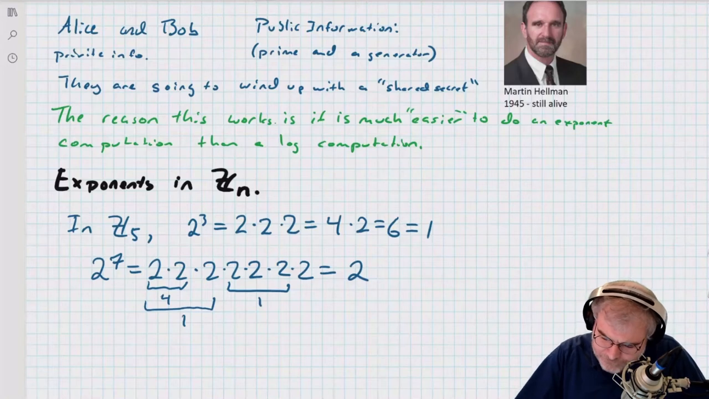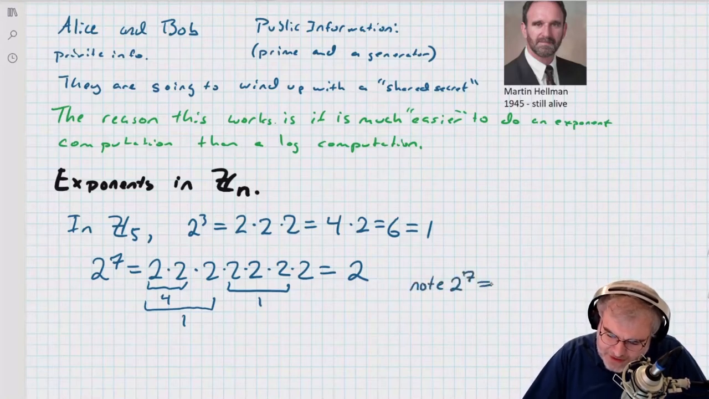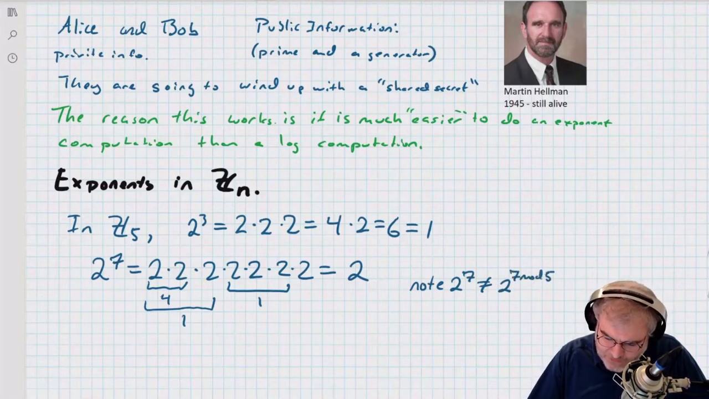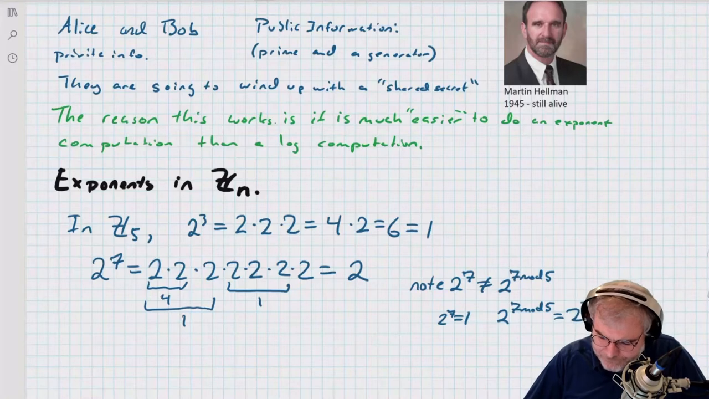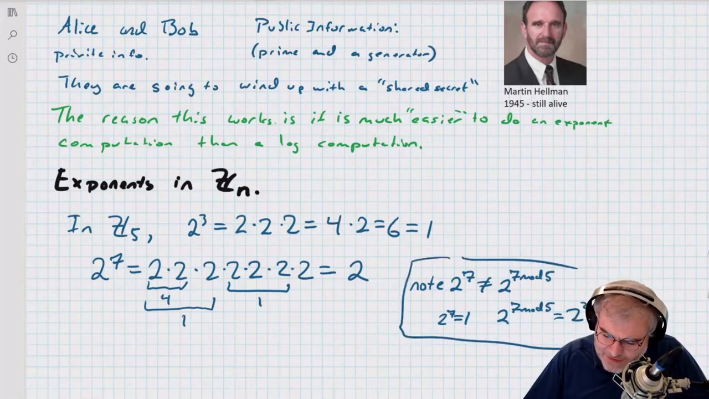Note that 2 to the 7th does not equal 2 to the 7 mod 5. Those things are completely different things, right? 2 to the 7th equals 1. 2 to the 7 mod 5 equals 2 to the 2 equals 4. In other words, I cannot mod the exponent.